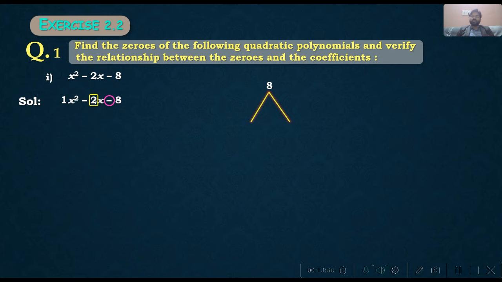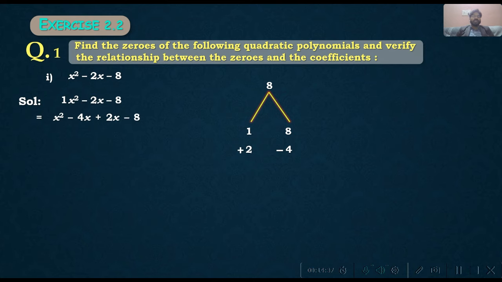8 को हम लोग ब्रेक कर सकते हैं 1 into 8. 1 into 8 is equal to 8, but 1 minus 8 is not equal to 2, or 1 plus 8 is not equal to 2. So we have another option, 2 into 4. 2 into 4 is 8 and 4 minus 2 is 2, but हमें minus 2 चाहिए. So हम लोग क्या करेंगे? minus 4 plus 2 करेंगे. So x square minus 4x plus 2x minus 8.